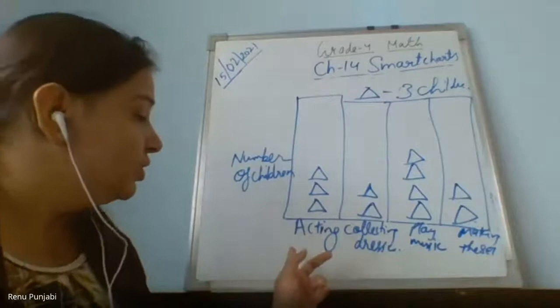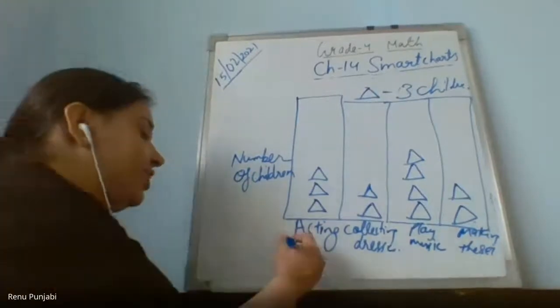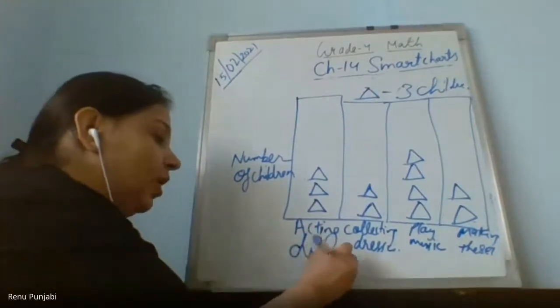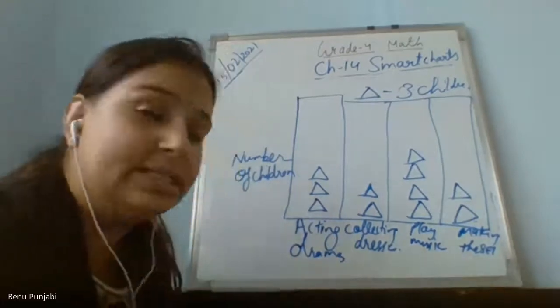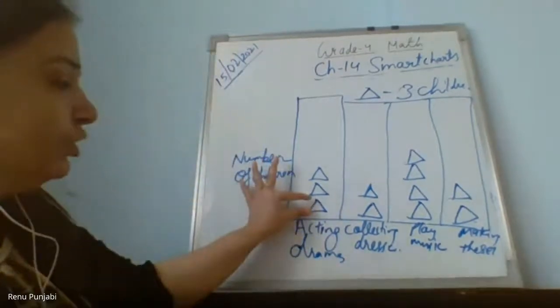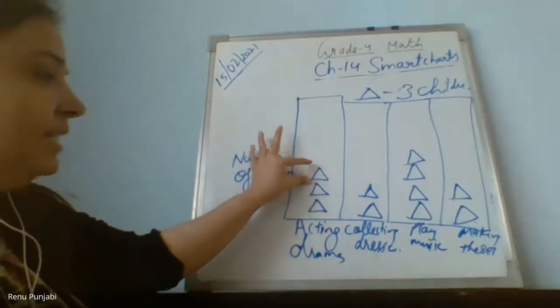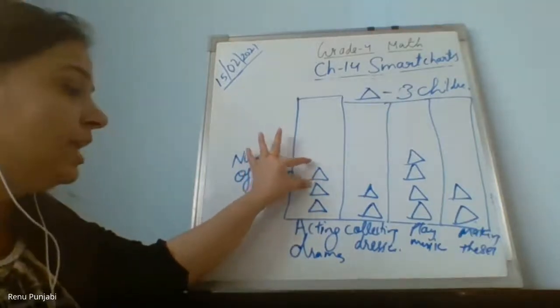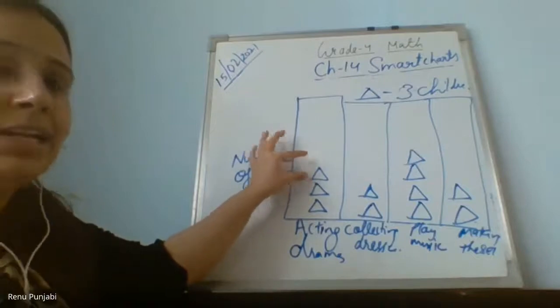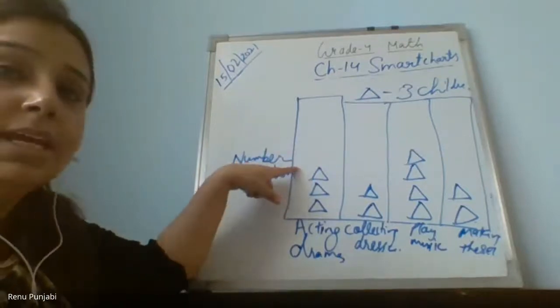First is, how many children are acting in the drama? Acting means drama here. Reading this pictograph, one is 3, next is 3, 3 plus 3 is 6, and another is 3. It is a total of 9 students acting. You will not say 3. Each picture is for 3.